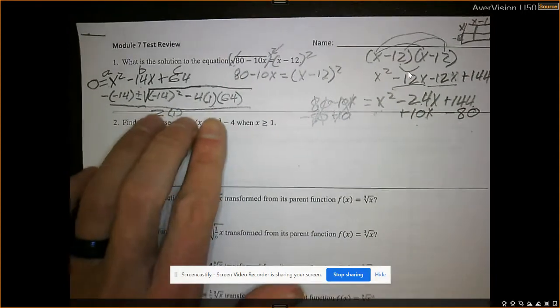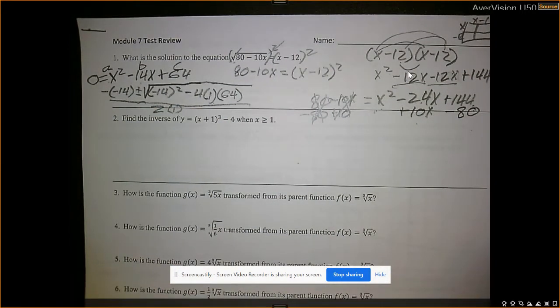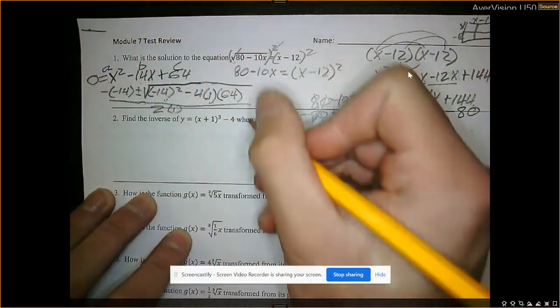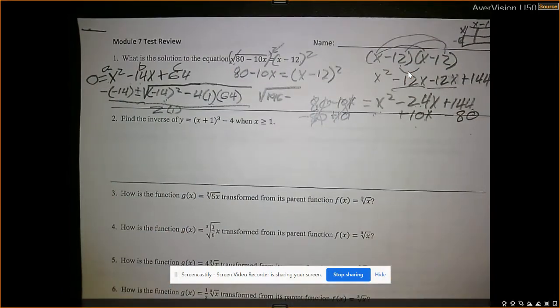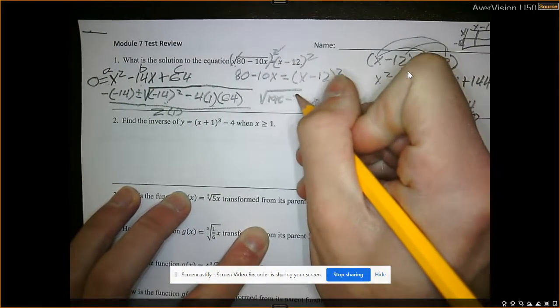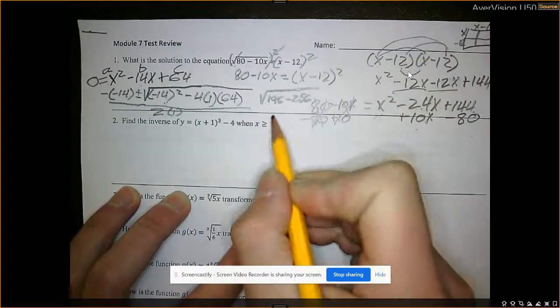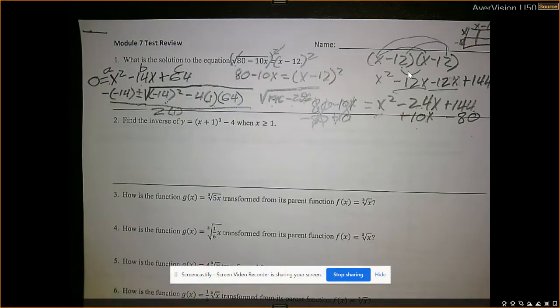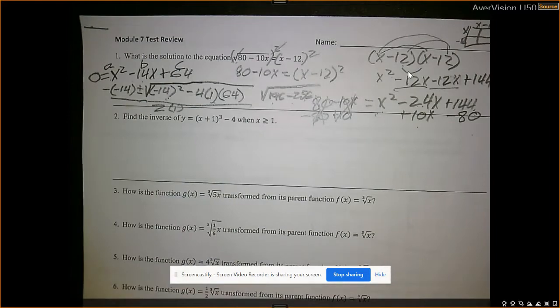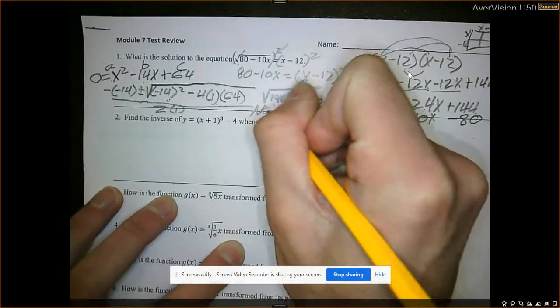Now I'm going to start by simplifying my discriminant, everything inside of my radical. Negative 14 squared is 196, and I'm just doing this in my calculator. Then 196 minus 4 times 1, which is just 4, times 64 is 256. Look what your discriminant becomes: 196 minus 256 is a negative number. You can't take a square root of a negative without it being imaginary, and for the sake of this, we say no real solutions.